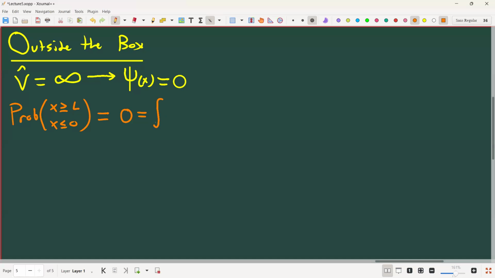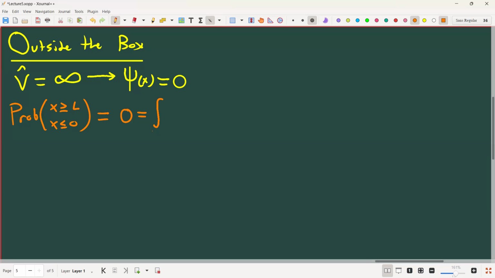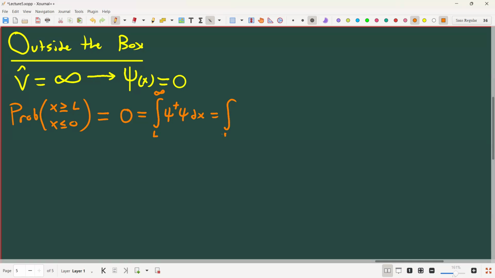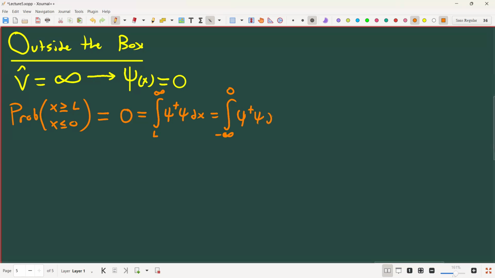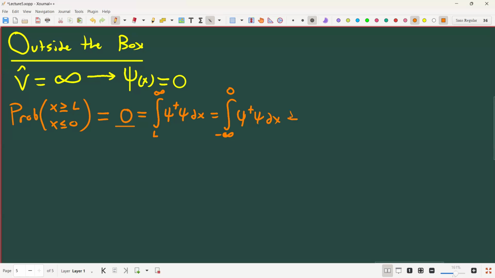And that's going to be easy. That's going to be equal to the integral, as we'll see. We did this already. From L to infinity of psi dagger psi dx, which is equal to the integral from negative infinity to 0 of psi dagger psi dx. Right, these are all equal to 0. There's no probability. So the only function that satisfies all of this is psi of x is equal to 0.